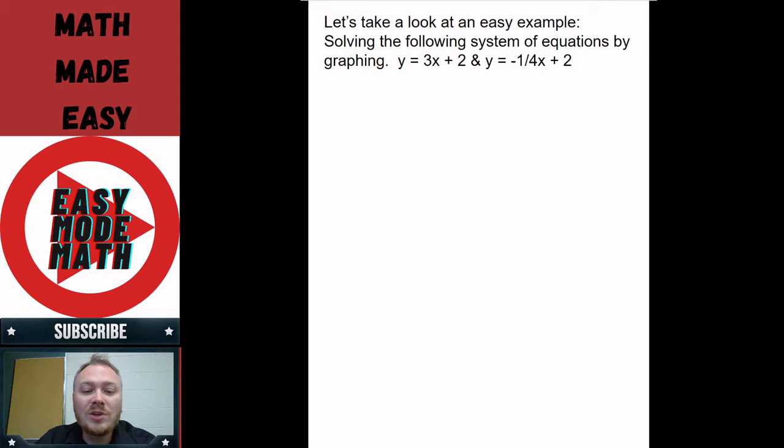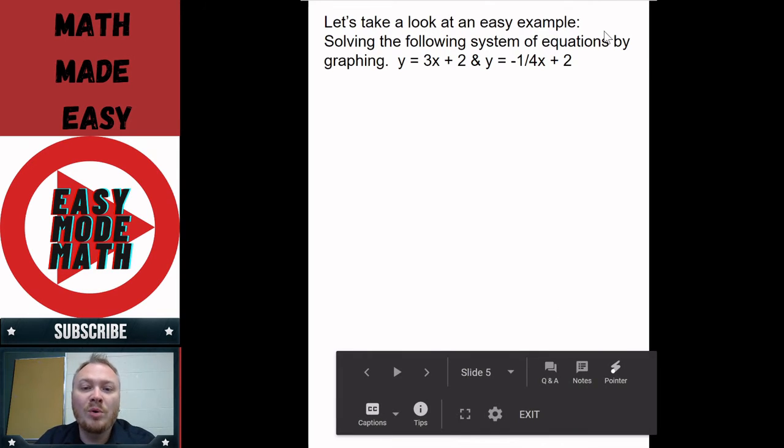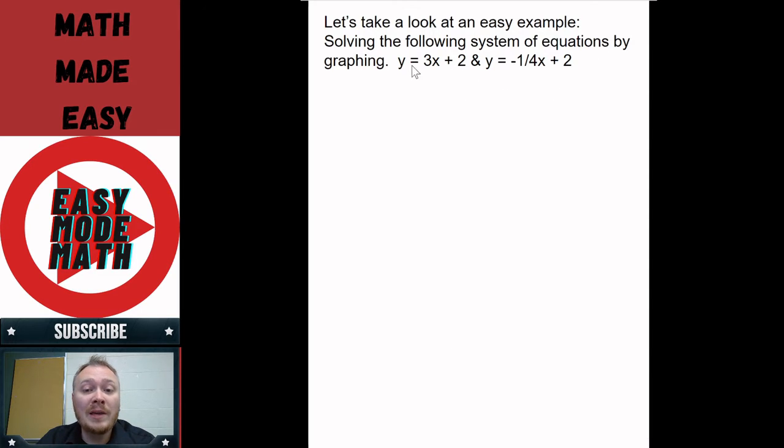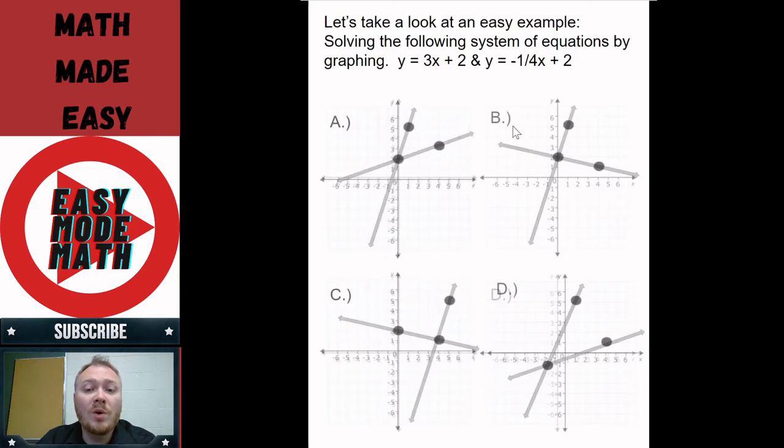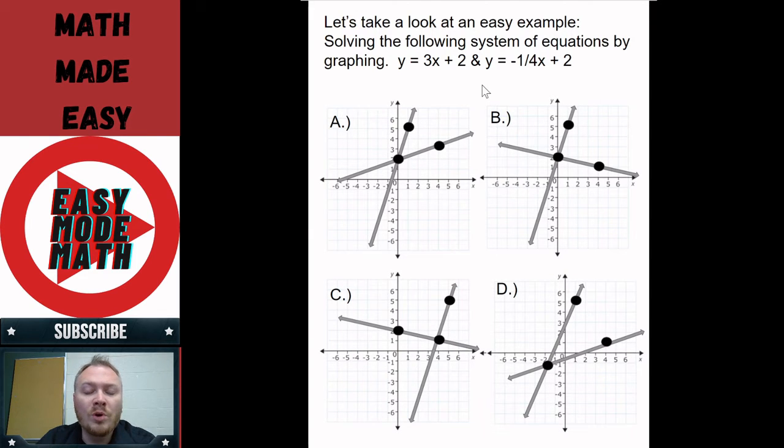Okay, so let's go ahead and take a look at an easy example solving the following system of equations by graphing. So I should be looking at y equals 3x plus 2 and y equals negative 1/4 x plus 2. So here are my options. I have 4 different graphs, and I want to figure out which one is these two equations. Which graph contains these two and will also show me my solution. So go ahead and pause the video, or on Edpuzzle it will be paused right here. And then pick which one will be for these two equations.